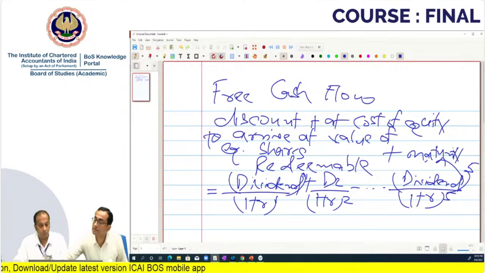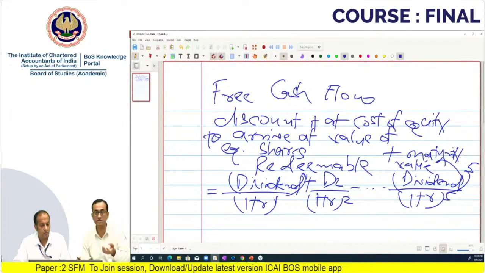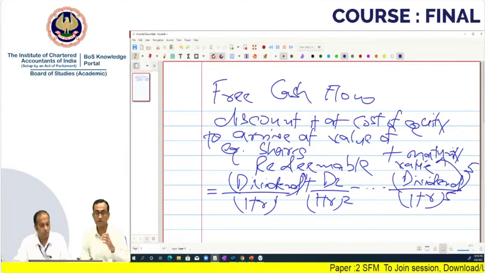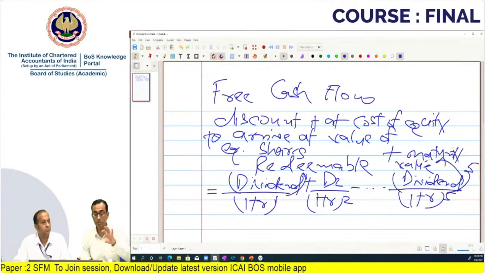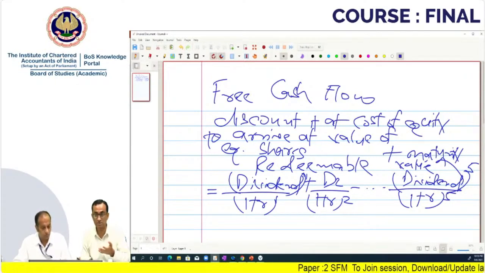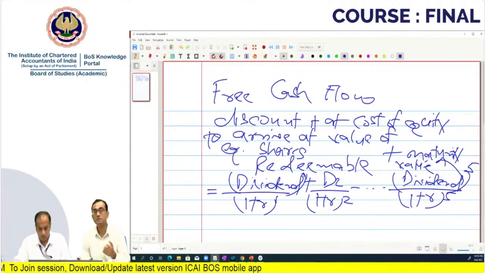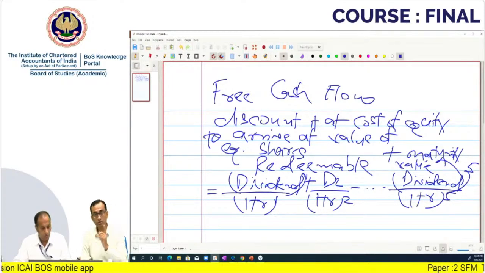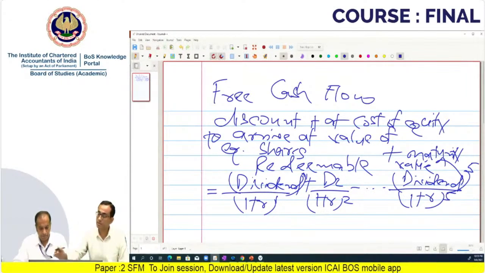You will add the maturity value also, because after the end of the 5 years, whatever amount you have invested in preference shares will be returned back to you. So every year's dividend will be discounted to arrive at the present value, and also the maturity value, the lump sum amount which you have invested in the redeemable preference shares will be redeemed to you after the 5 years, and the present value of that amount also has to be calculated. So this is in the case of the redeemable preference shares.